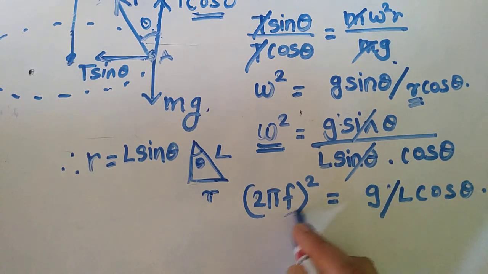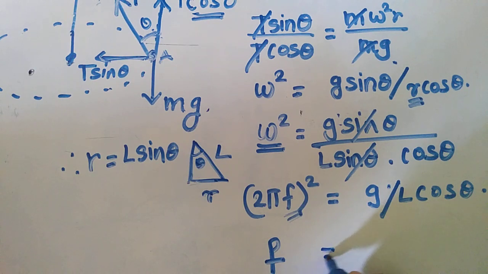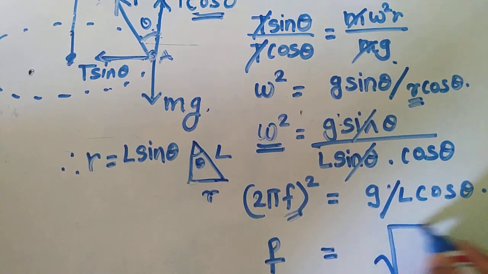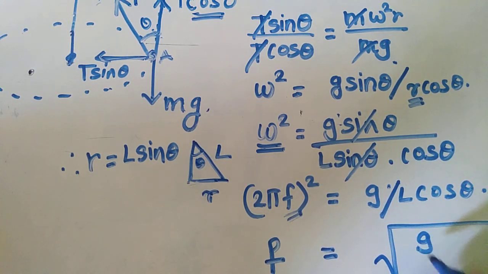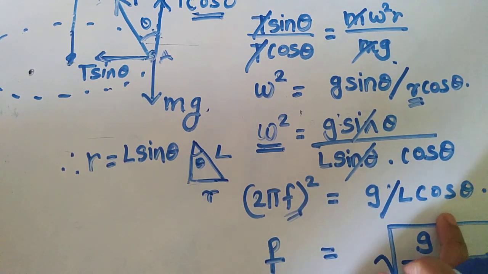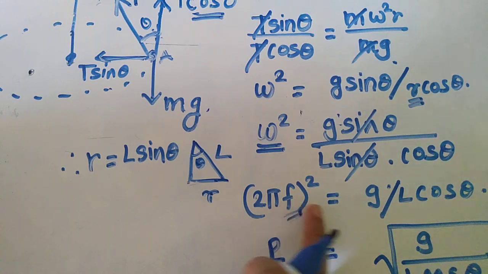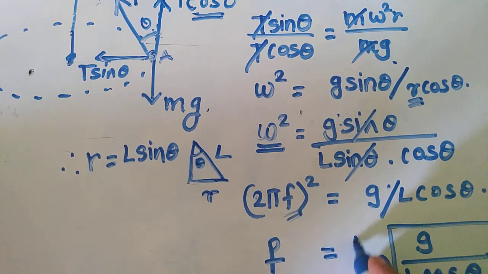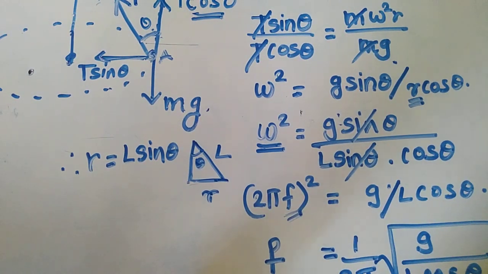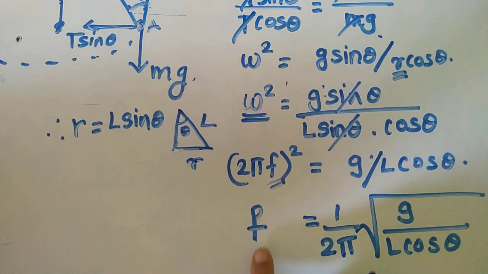So we have to find the value of frequency. Frequency f is equal to the square root of g divided by L cos theta. Because it is a square, I am taking the square root, and 2 pi we take to this side, so it becomes 1 upon 2 pi. This is the equation: frequency is equal to 1 upon 2 pi under the square root of g upon L cos theta.